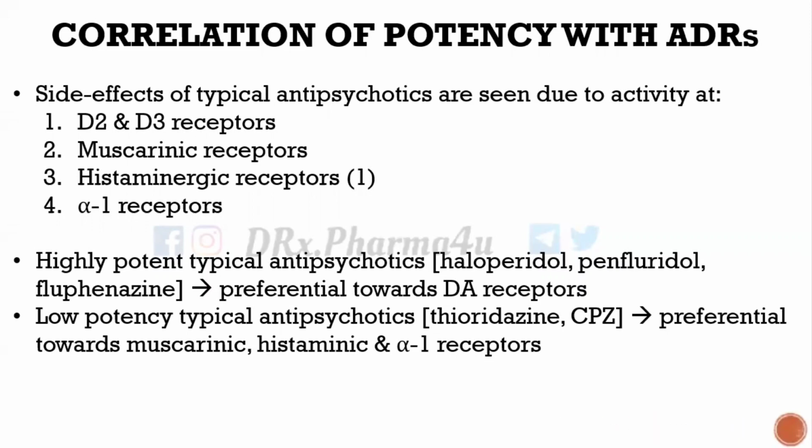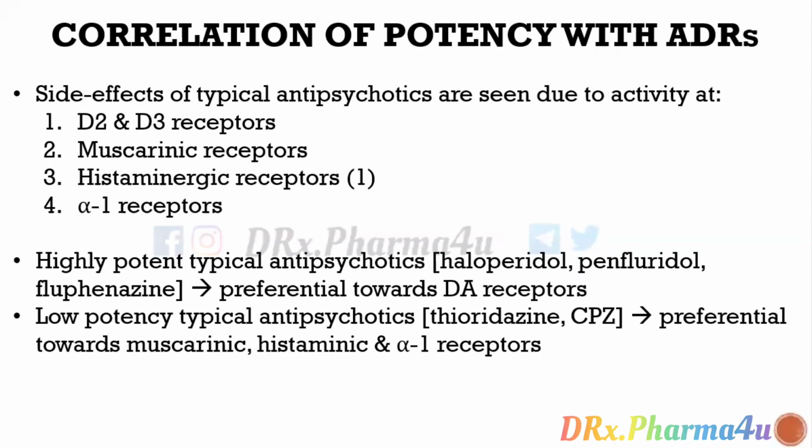But the high potency typical antipsychotics mainly act against dopamine receptors, and they do not act on all the other receptors that I mentioned just now: muscarinic, histaminergic, or alpha-1. So the side effects of these medications will differ depending on the potency.